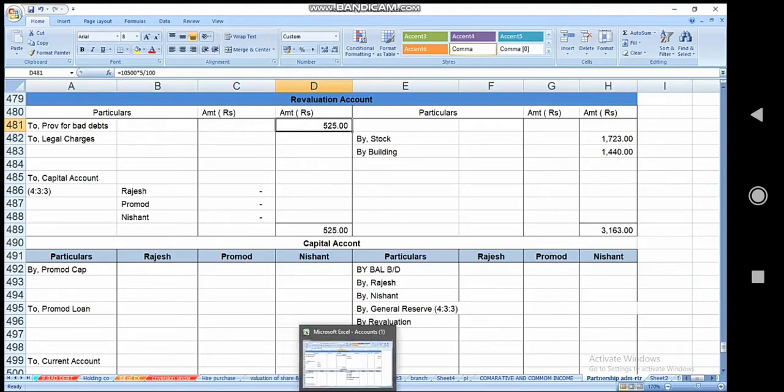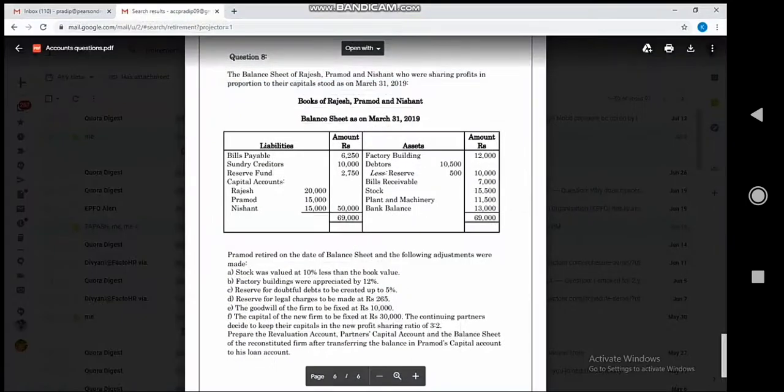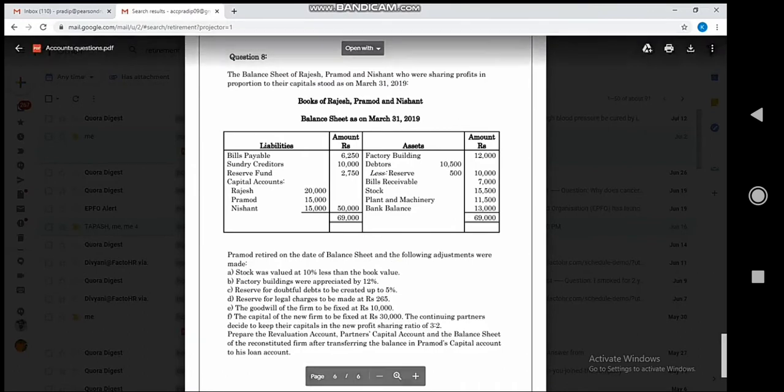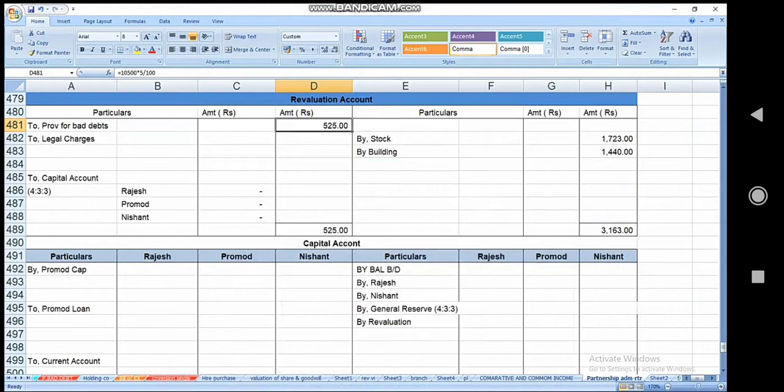In the problem, 500 is there. A 500 provision is already there. So the actual increase of provision for doubtful debts is 25. In the revaluation account we have to subtract 500 from 525. So the actual provision for doubtful debts, which is the increase, is 25 rupees. Clear? Now move to the next point.